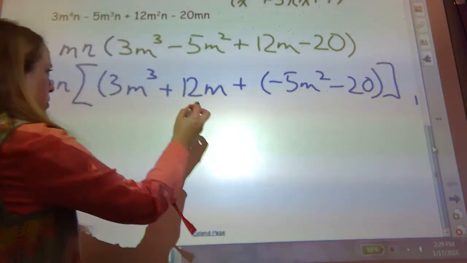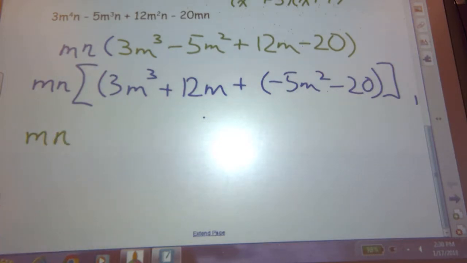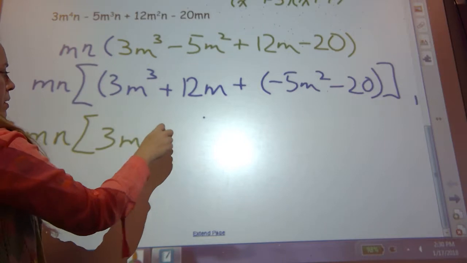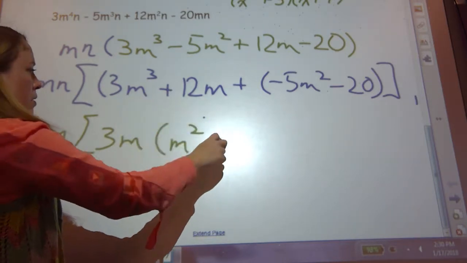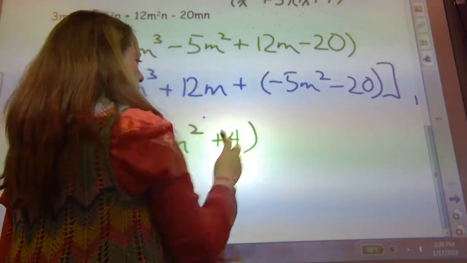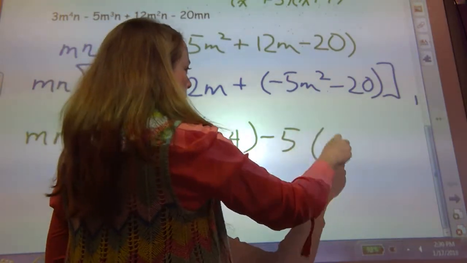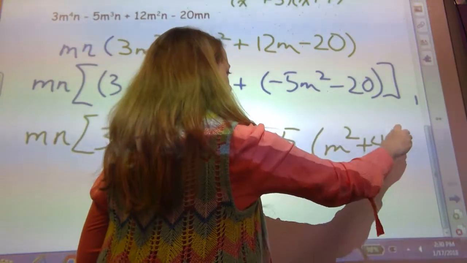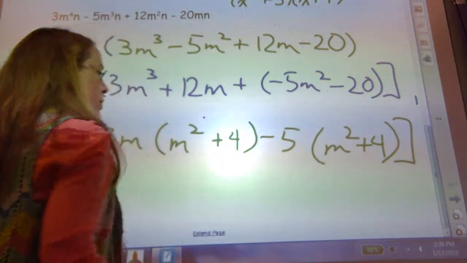Now I'm going to factor out my 3 and an m here. I've still got my mn right there. That doesn't go away. So 3m has left m squared plus 4. Over here, I'm going to factor out my negative 5. So I'm going to have left m squared plus 4. Okay, so now I found my common binomial factor.